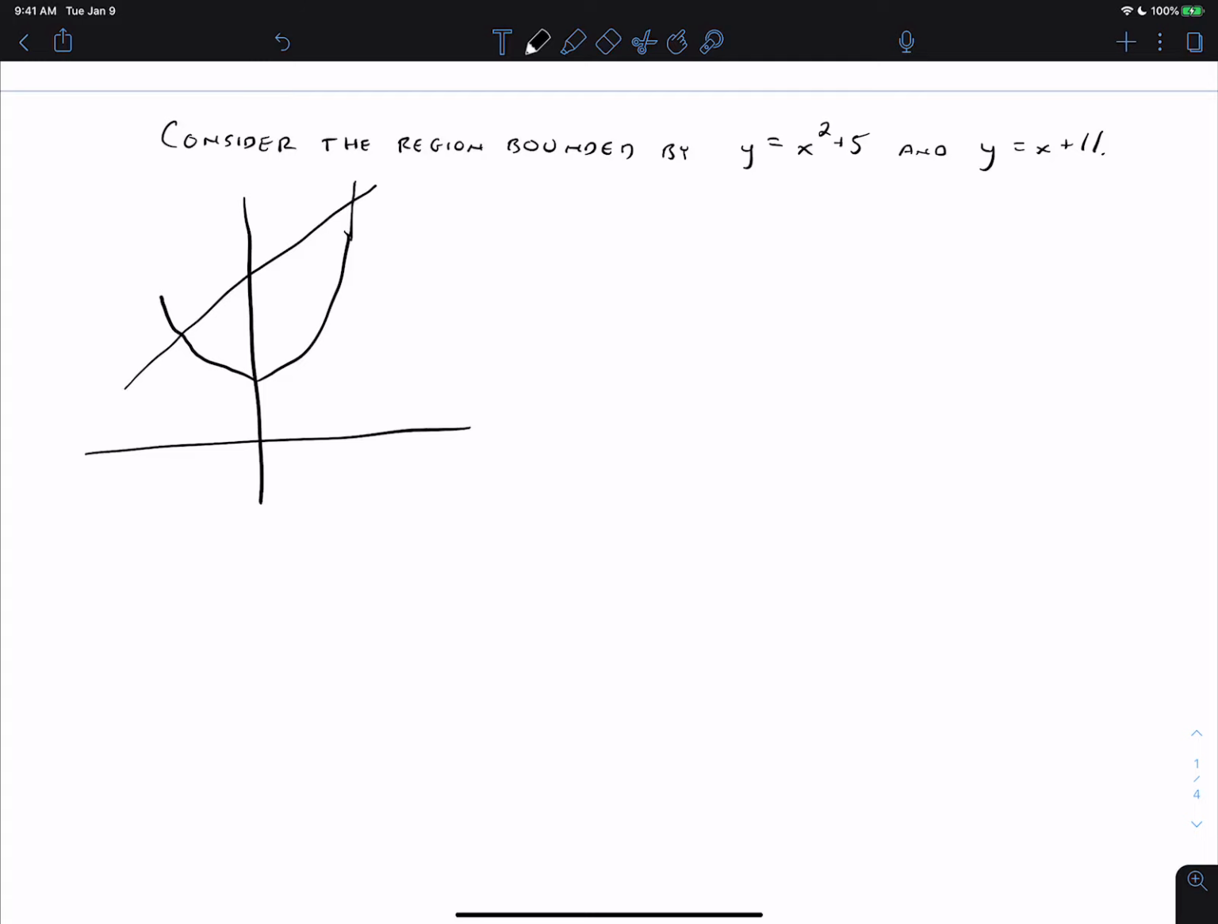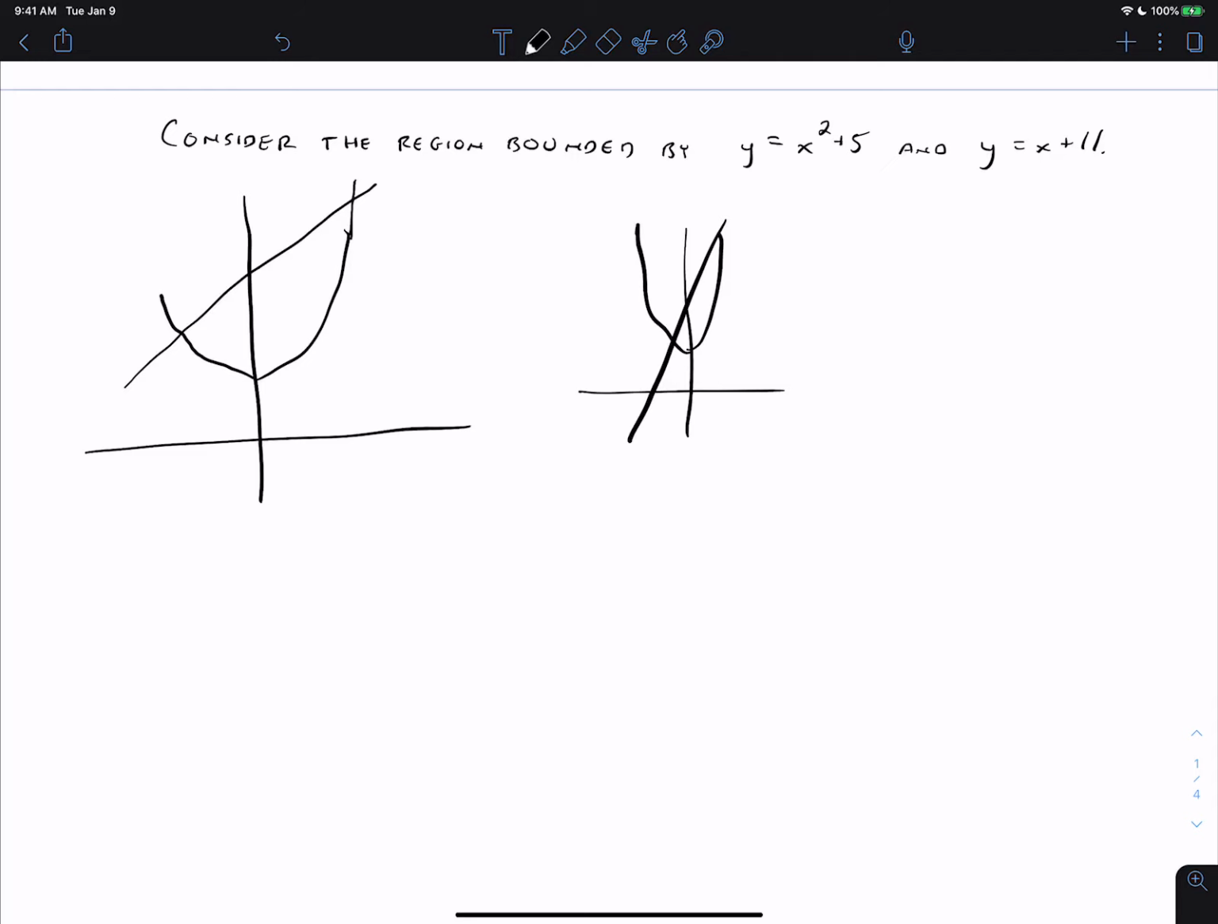The graph doesn't need to be perfect and it doesn't need to be to scale, but it needs to be where you can really look at the overlapping part of the region, the region that's contained by the curves. If you start drawing a picture like this, so when you draw y equals x squared plus 5, and then y equals x plus 11, there's nothing wrong technically with that picture.